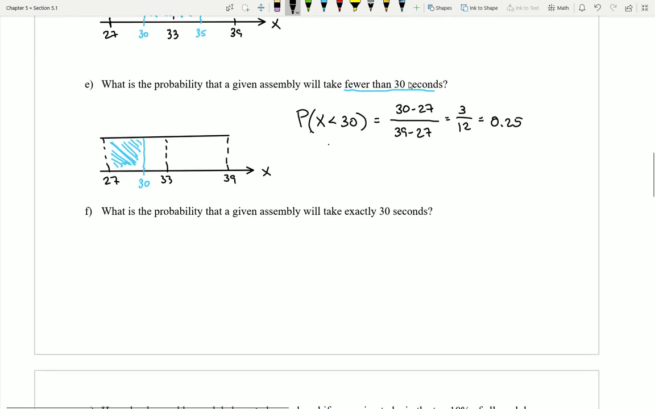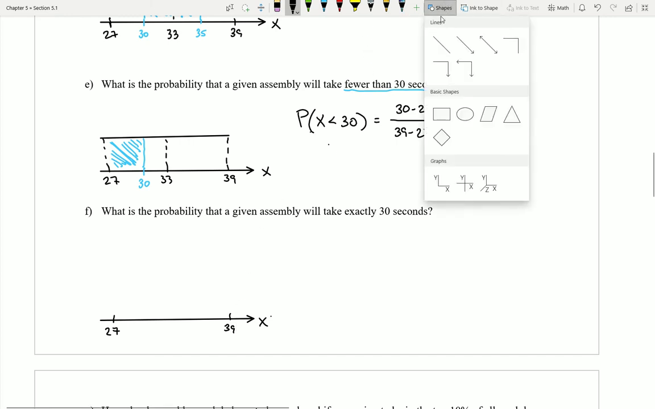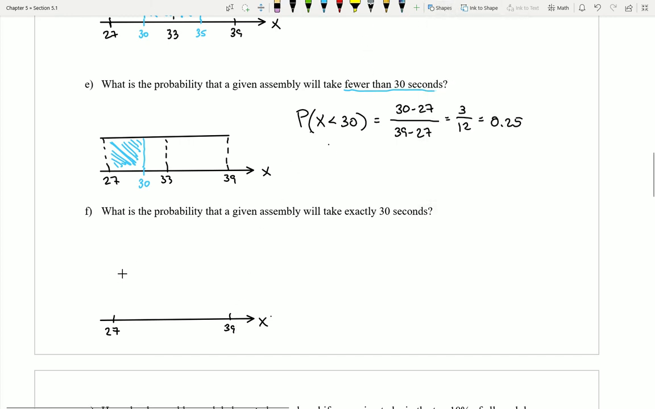Okay, here's an interesting one. What's the probability that the given assembly will take exactly 30 seconds? Okay, just like before, the way that I help process the information is by having one of my curves written out. So I'm going to go ahead and redraw this again. You'll see me do this on pretty much every single question. Every one that I do in the notes, every single one that I do in the worksheets. This is how I process the given information.